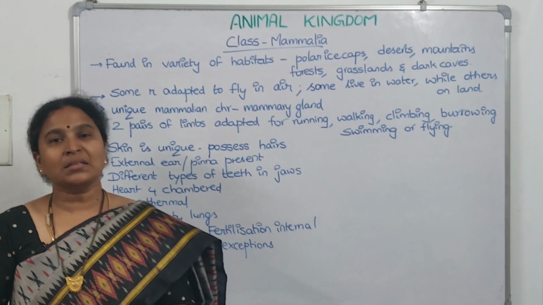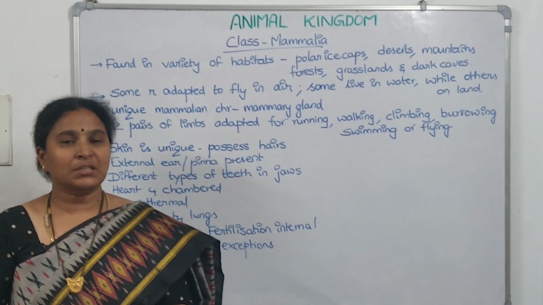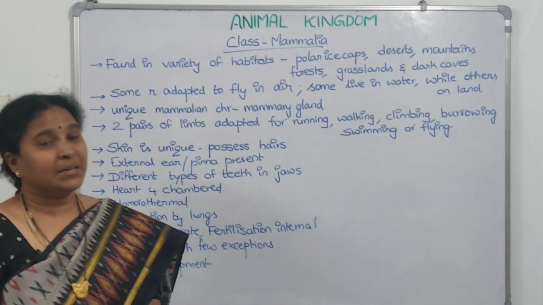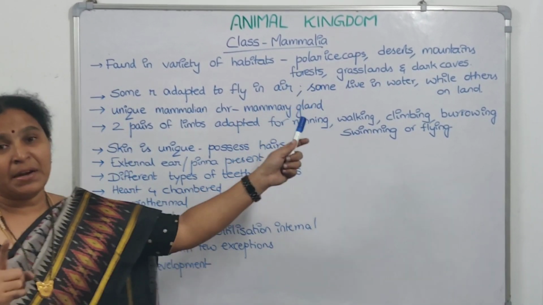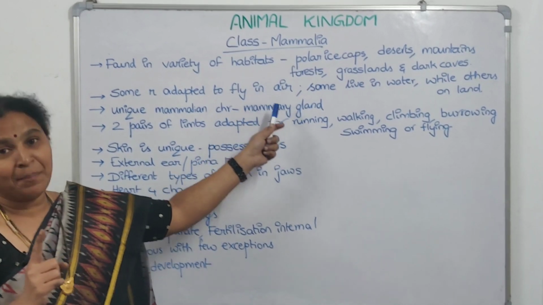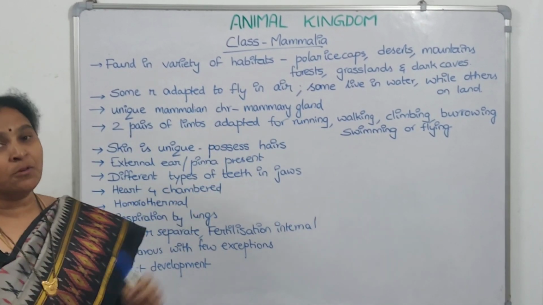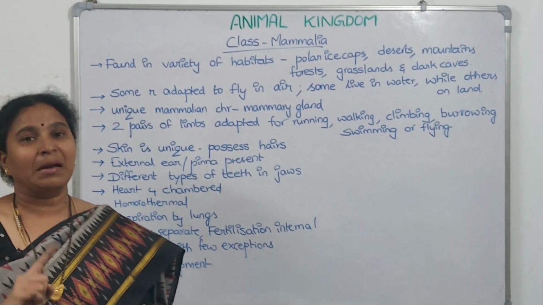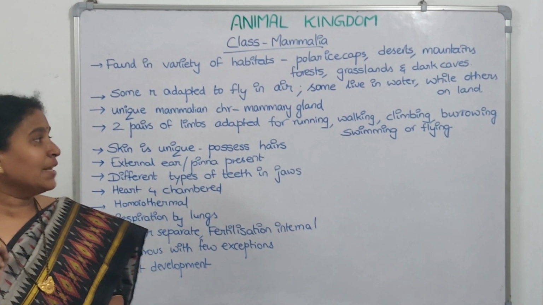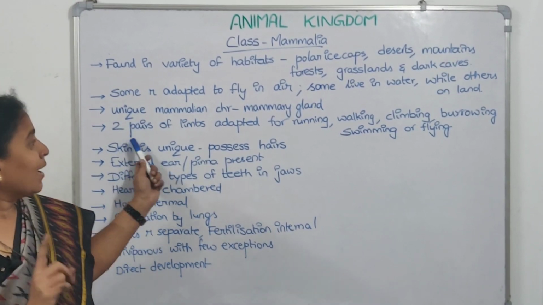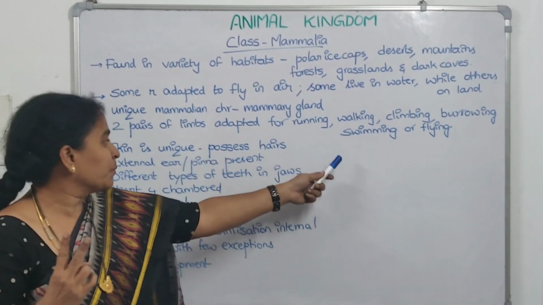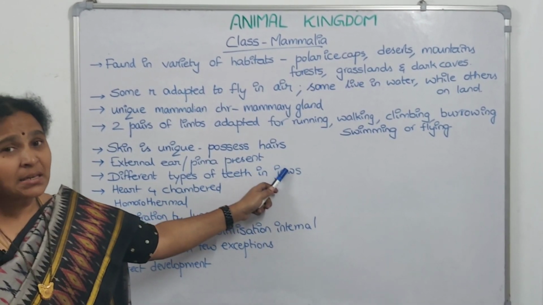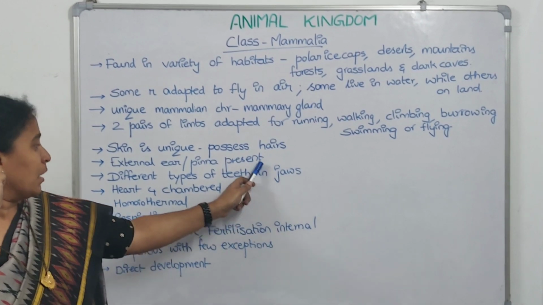Now let's just summarize the advanced class, that is Mammalia, which is the last class of the tetrapods. Mammals stay in a variety of habitats. They have adaptations to fly in air, and to stay in water and on land also. The unique feature, if they ask you of mammals, is possessing mammary glands, milk producing glands, which will nourish the young ones. And they have 2 pairs of limbs adapted for various purposes. The skin is unique because it has hair. External ear has an opening and it has pinna also.